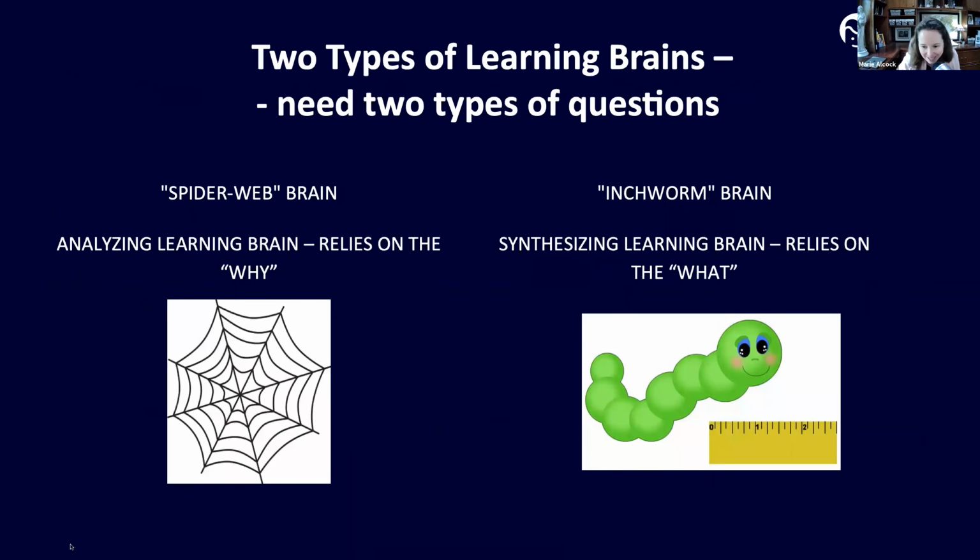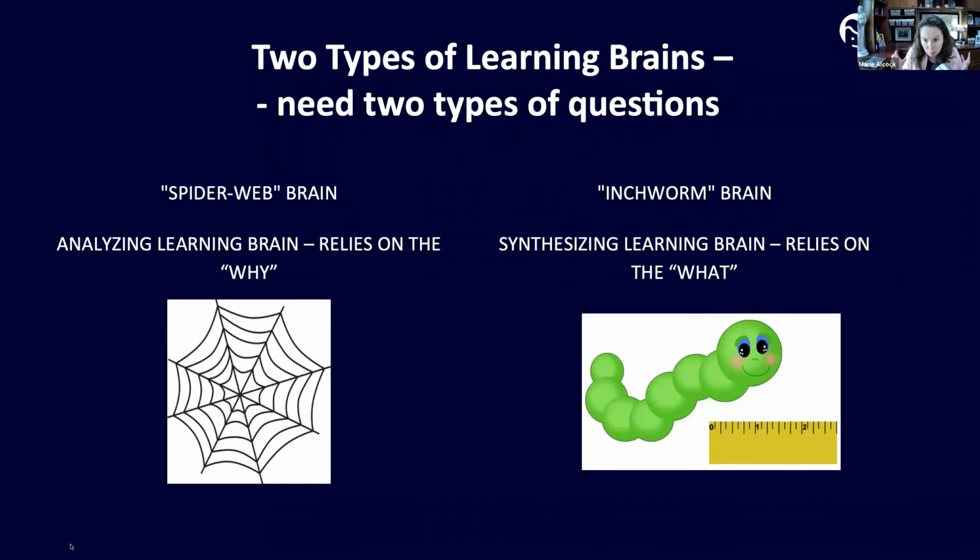So let's do a little brain science on this. Why is that the case? And why is Marie now a convert? I fully believe in essential questions, and not only that, actually getting them answered. And here's why. There are two kinds of brains when it comes to learning. Okay, there's what you and I today are going to call a spiderweb brain and an inchworm brain.